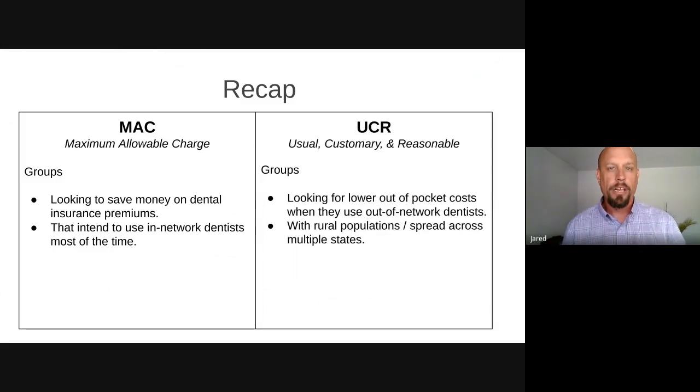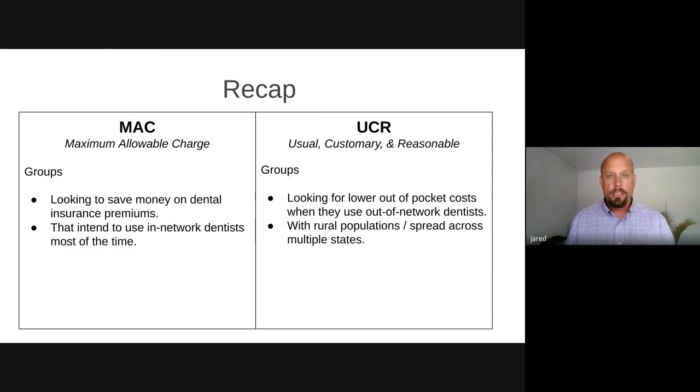Now, when's a UCR a good solution? If they're looking to lower out-of-pocket costs for people who are going out of network, that's going to be a good target for this solution. Typically, this works well for groups who have multi-state populations or rural populations, because the network's going to be a little sparse in those areas sometimes. But the bottom line is, do they have sufficient in-network coverage or not? If the answer is no, then you might want to look at a UCR plan.